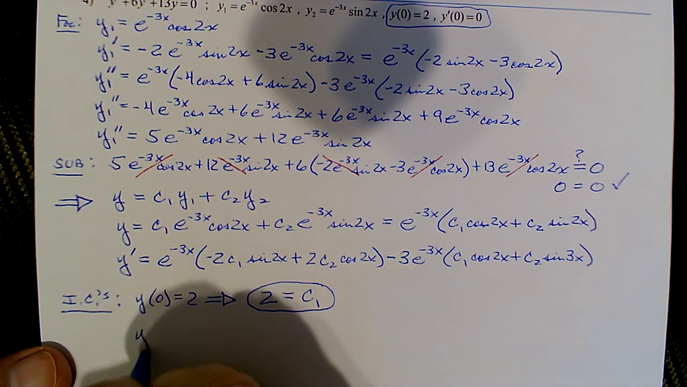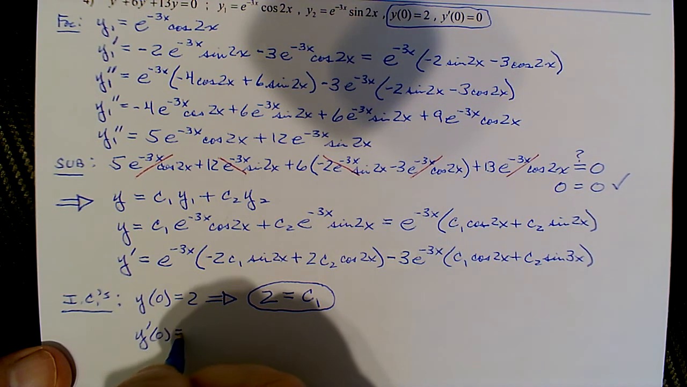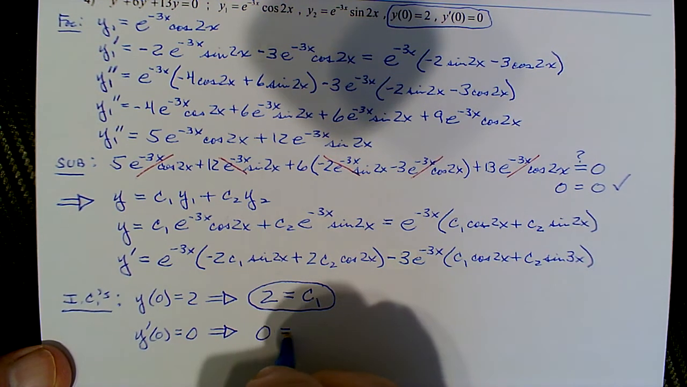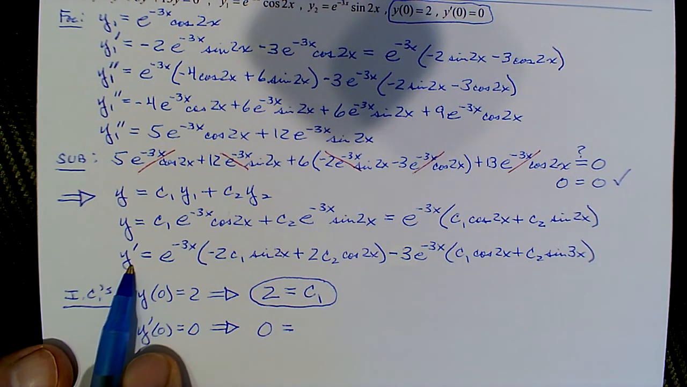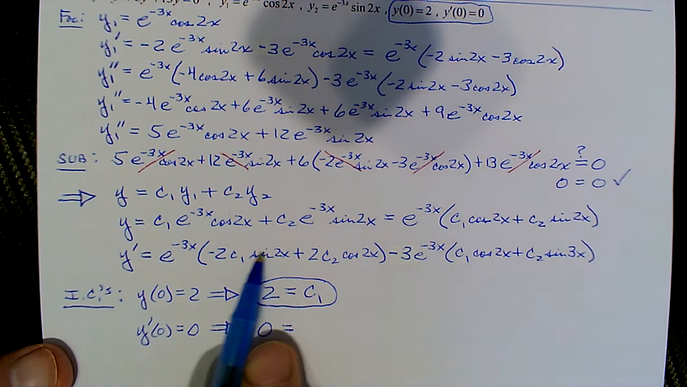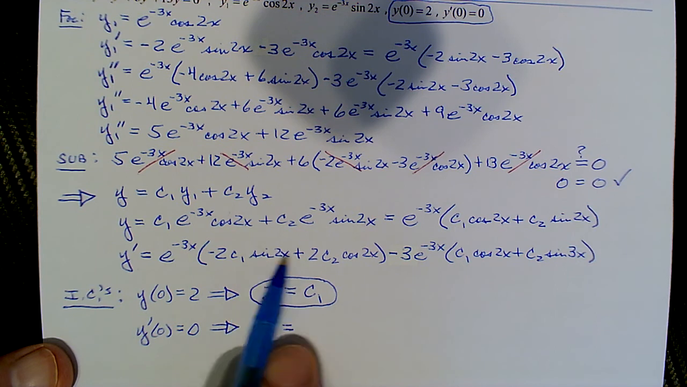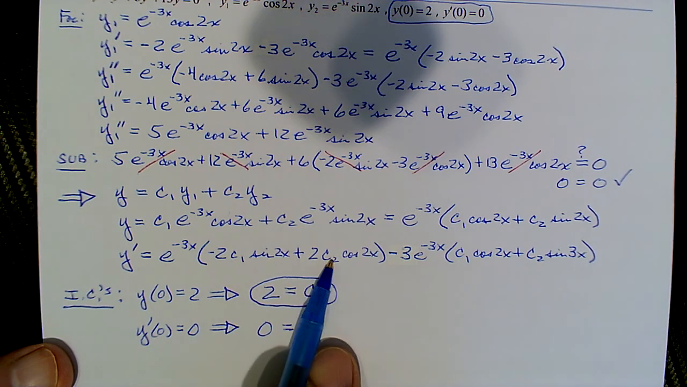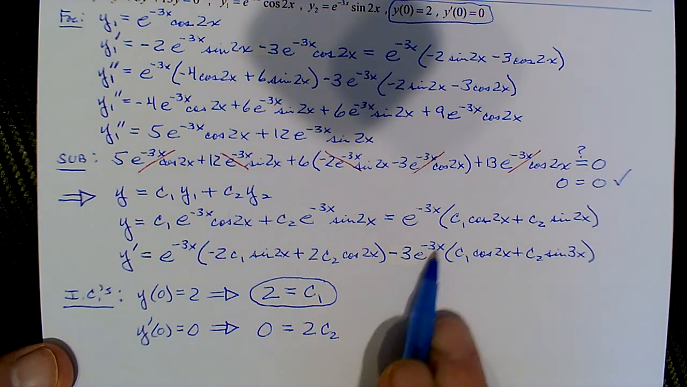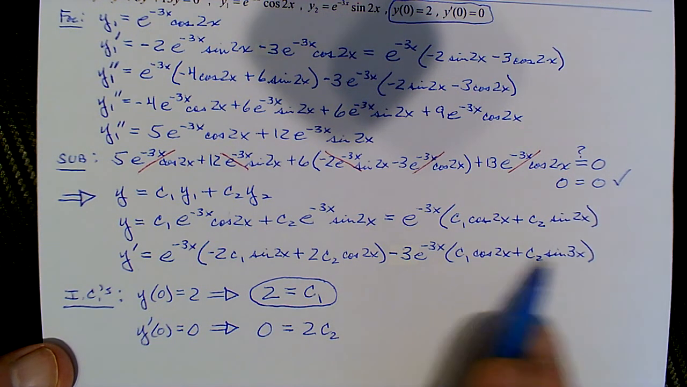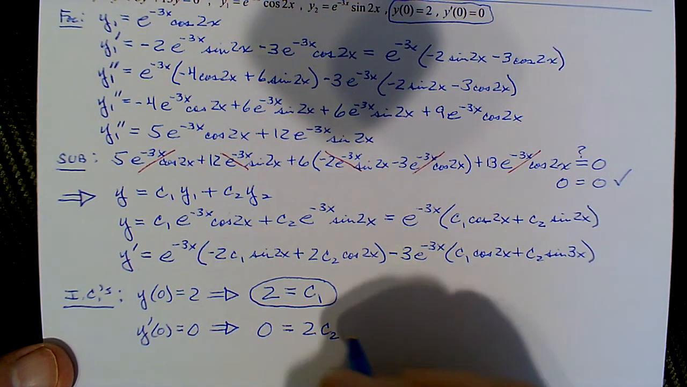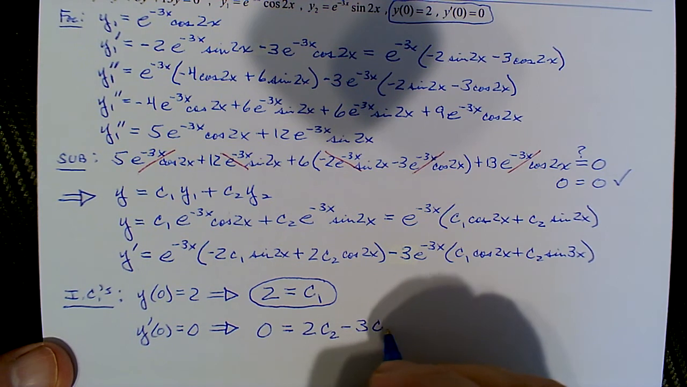And then for y prime of 0, that was given to be 0. So then substituting into y prime, we have 0 equals, okay, the e to the zeros are 1s again, and the sine of 0 is 0, so this term goes away, and cosine of 0 is 1, so we just have 2c2, and then again the e to the zeros are 1, cosine of 0 is 1, sine of 0 is 0, so we get a c1 here, but don't forget there's the negative 3 out in front.